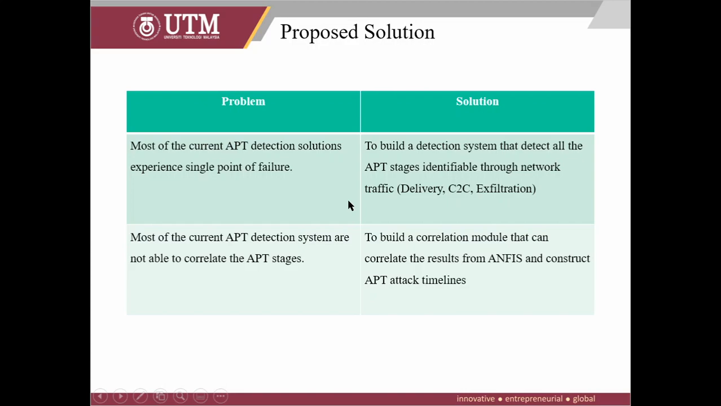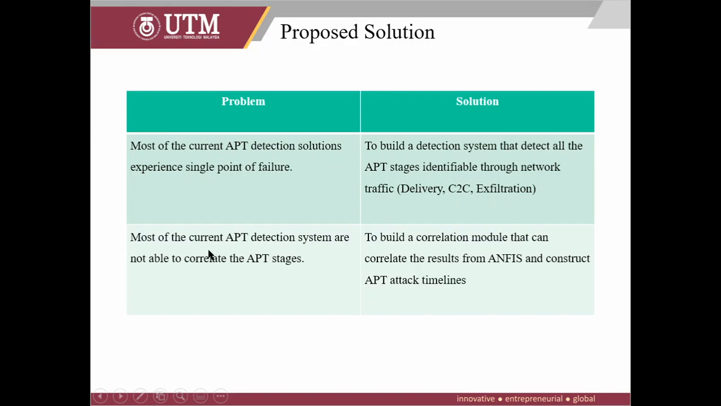So what is the problem in current APT detection solutions? Most of them experience a single point of failure, where they focus on detecting one stage of APT, and once they fail to detect that particular stage, they won't be able to catch the APT. So our solution is to build a detection system that can detect all APT stages identifiable through the network traffic. These are the 3 stages that we are focusing on: delivery, C2C, and exfiltration.